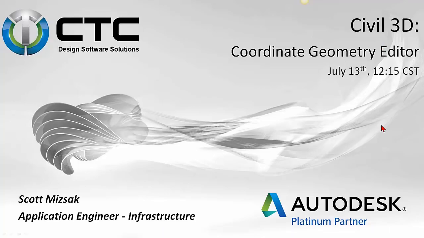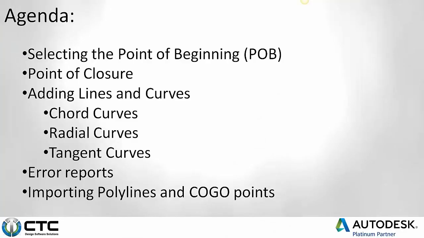Some of the topics today we're going to be talking about inside the Coordinate Geometry Editor is actually selecting the POB, the point of beginning, assigning the POB also to be the closure. That comes out great when you're dealing with reports. We'll look at adding lines, pretty simple, but then we'll be looking at adding curves into the editor, whether it be a radial, a chord, or a tangential or tangent curve, and we'll look at how to do that. We'll look at some of the tips and tricks, what works, what doesn't work.